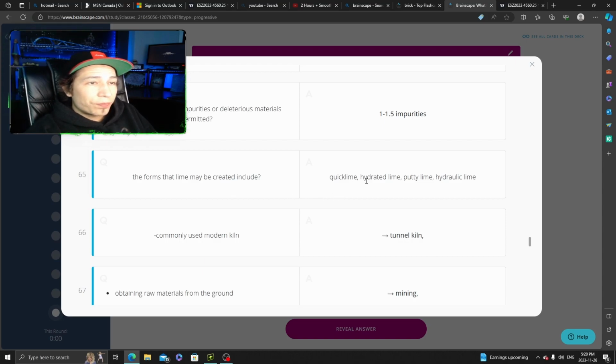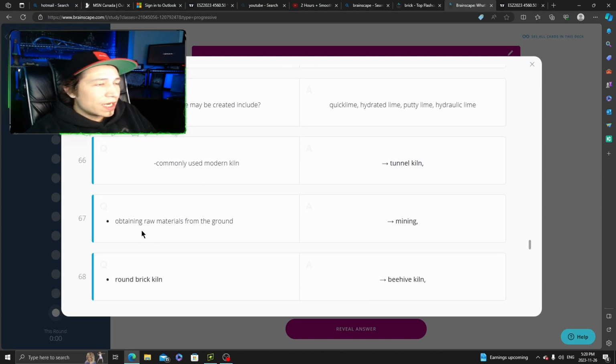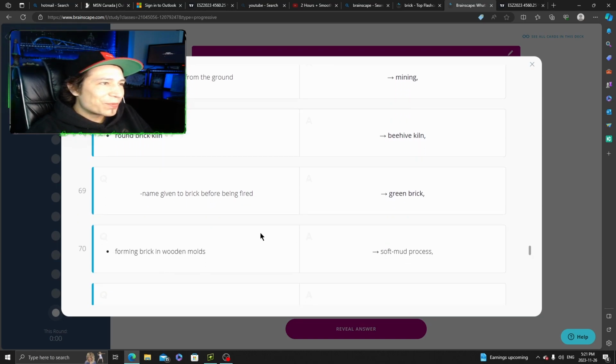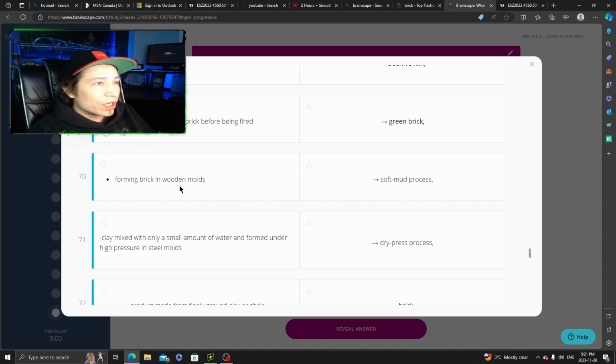The forms that lime may be created include quicklime, hydrated lime, putty lime, hydraulic lime. Commonly used modern kiln: tunnel kiln. Obtaining raw materials from the ground is mining. Round brick kiln is a beehive kiln. Name given to brick before being fired: green brick. Forming brick in wooden molds: soft mud process.